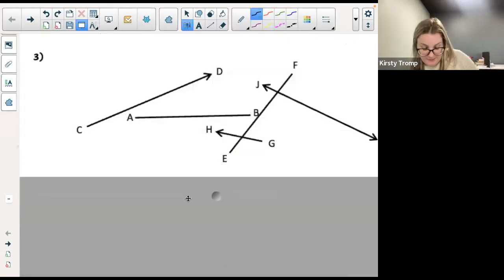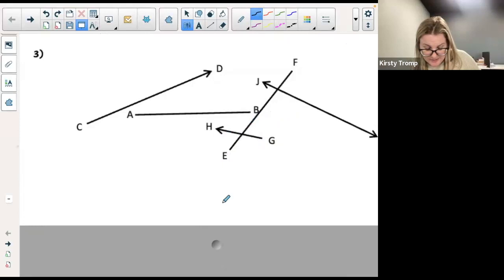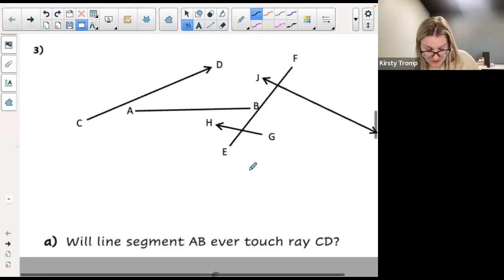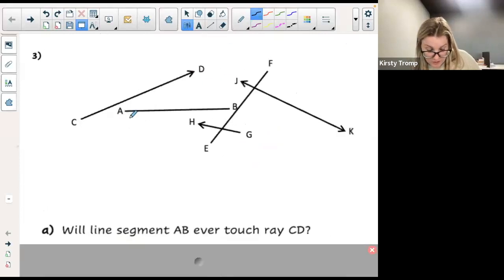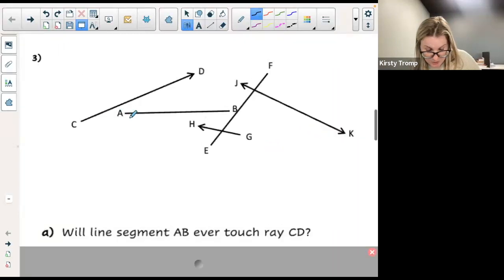Question 3. So in question 3, we've got a whole lot of drawings here. It's a whole lot of different lines on our screen. And it says, I'm just going to make it a little bit smaller for us so we can see the whole thing. Will line segment AB ever touch ray CD? Oh my goodness, that's a lot of words. That's a lot of lines on our screen.